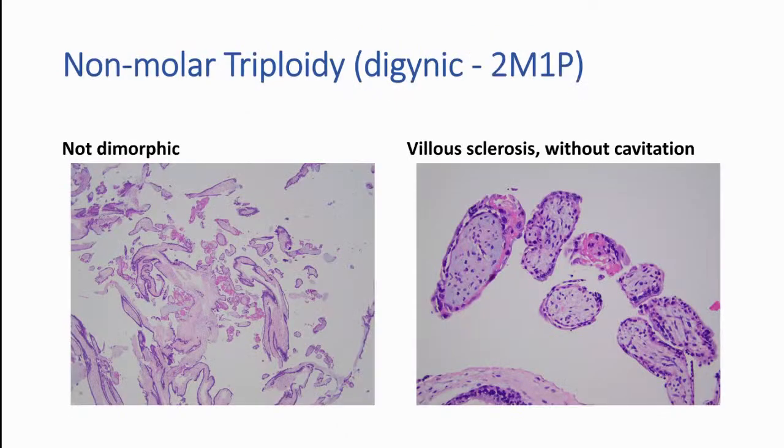So this is the triploidy that we're often overlooking and not recognizing. This is a non-molar triploidy, and it was digynic, with two maternal complements. Some of them may look kind of funny and have some suggestive features, but by and large, they mostly look rather sclerotic without cavitation, as if the presence of an extra maternal component or excess maternal genome favors fetal development at the expense of the placenta.